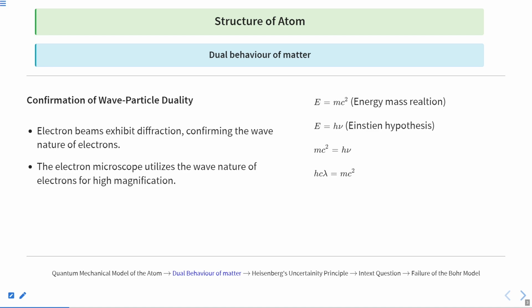Clear? So lambda is equal to h by mc. This is the main formula that we know. Now if there is any other subatomic particle, then the c will change. c is specifically for light. If you just write v here, then it can be for anything.